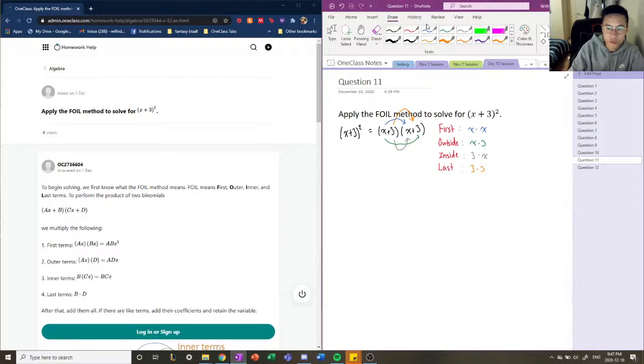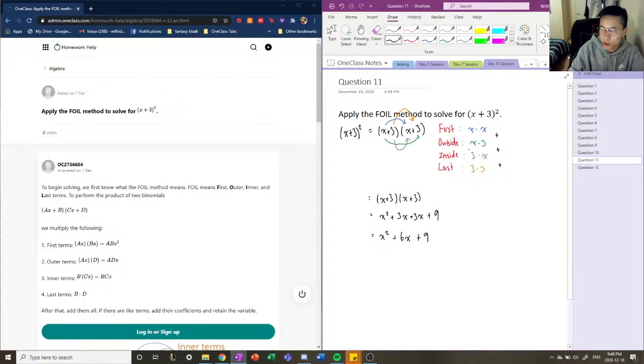That's how you FOIL, and once you have found the products for each of these, all you need to do is add them all together and find the sum of all these terms. Let's do it with this. We have x plus 3 times x plus 3. The first terms give x squared, plus the outside terms, x times 3, which is 3x, plus the inside terms, 3 times x, which is also 3x, plus the last terms, 3 times 3, which is 9. Now if we simplify this, we get x squared plus 6x plus 9.